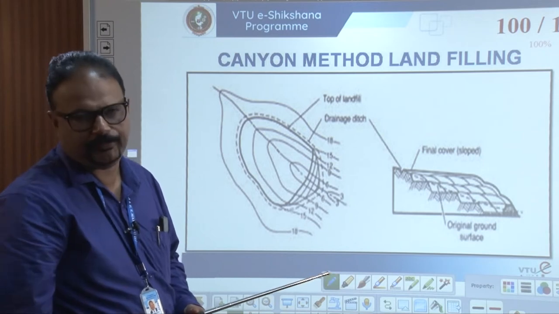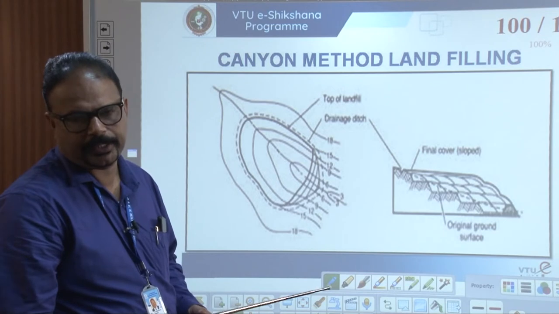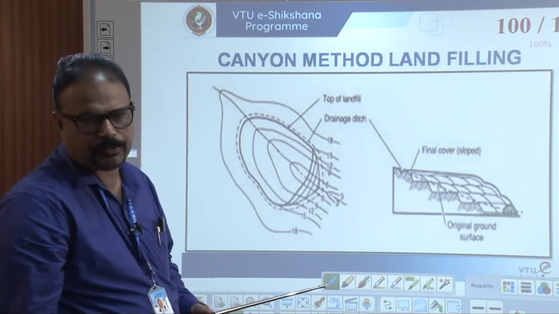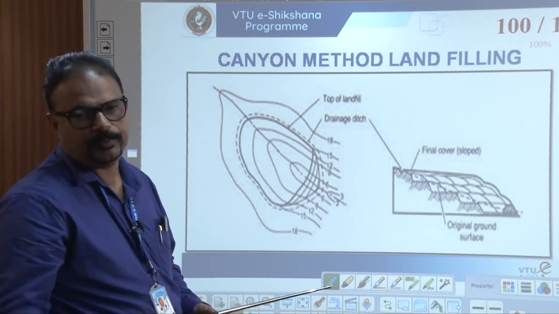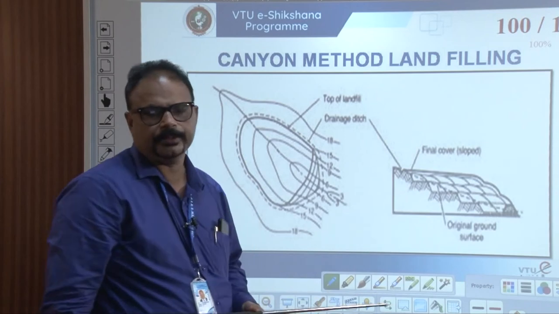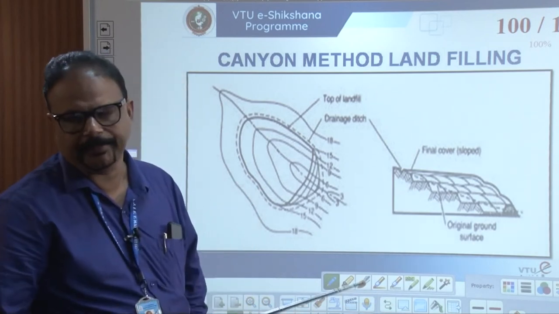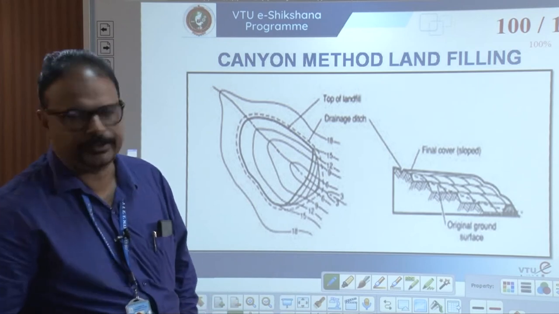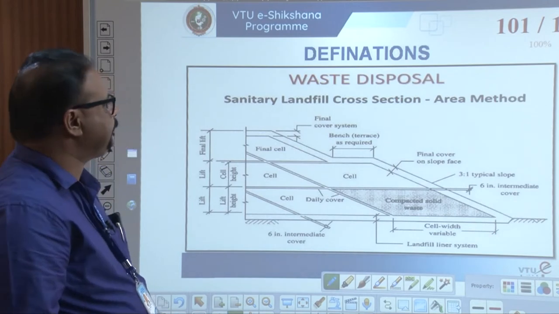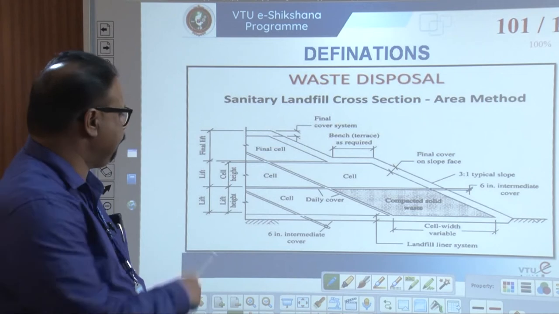You understood what landfilling is? It is the disposal of waste. We collect the waste from the source and transport it, and we have to dispose of it; we cannot keep it anywhere. In this process, the canyon method, area method and trench method are used. This is the sanitary cross section by the area method.